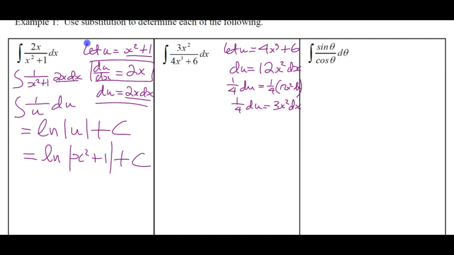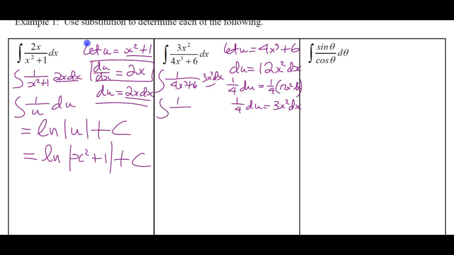Now think about when I go to write this, and we'll split it out a few times. So I've got 1 over 4x cubed plus 6, and then I've got 3x squared dx. It's about the last time I'm going to split it out like that. I just want to see what we're doing. We're going to replace 3x squared dx. I got 12x squared dx, I don't need that, I need a 3x squared dx, so I'm going to take 1 quarter of it. So what's it equal to? 1 quarter du.